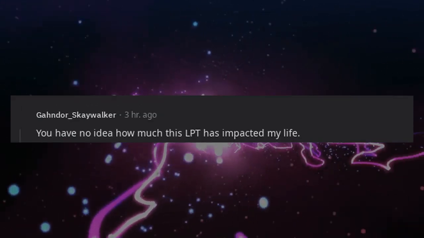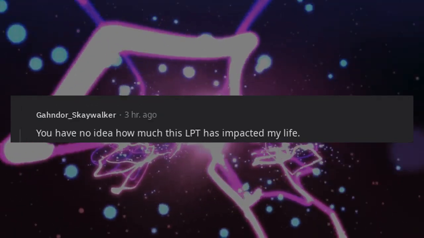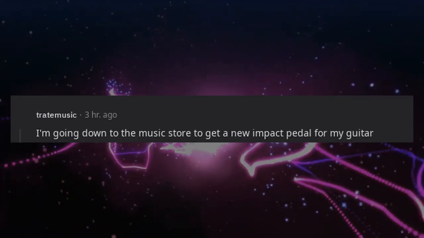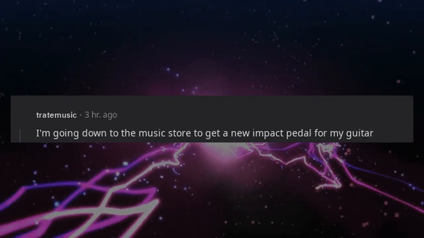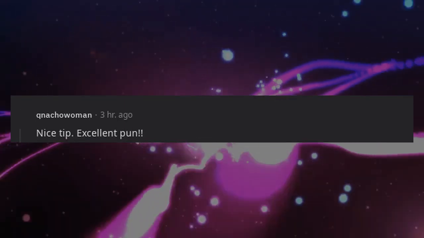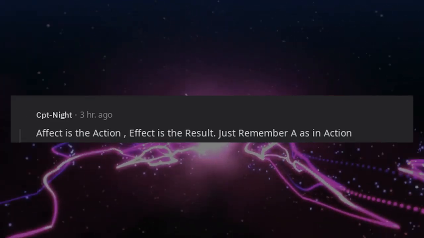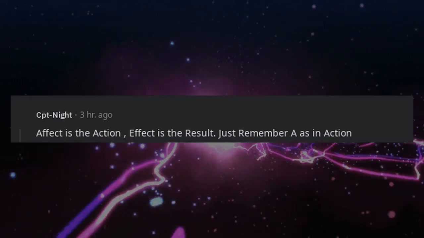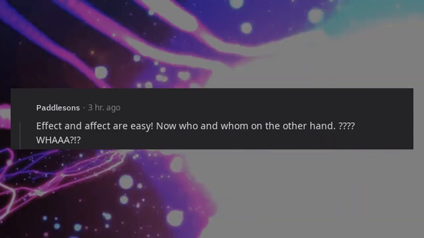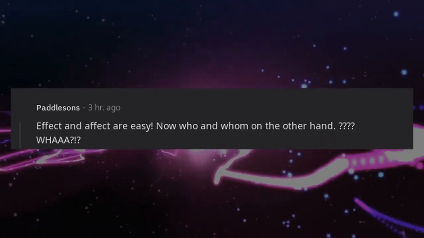You have no idea how much this LPT has impacted my life. I'm going down to the music store to get a new impact pedal for my guitar. Nice tip. Excellent pun. Affect is the action, effect is the result. Just remember A as in action. Affect and effect are easy now. Who and whom, on the other hand.